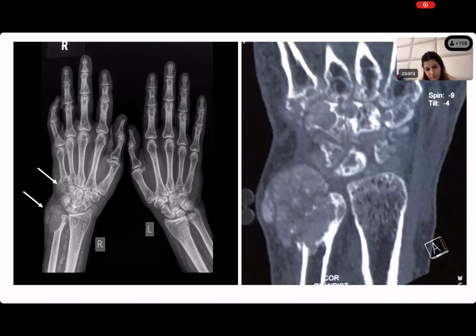Do you see some words written, apart from right and left, on the right-hand side? Yes, ma'am. What are the words, Mansi? Spin and tilt. So what is spin and what is tilt? When do you see these?